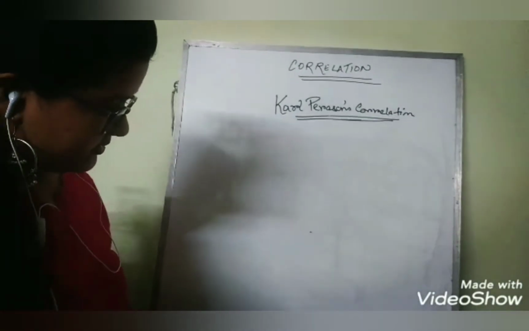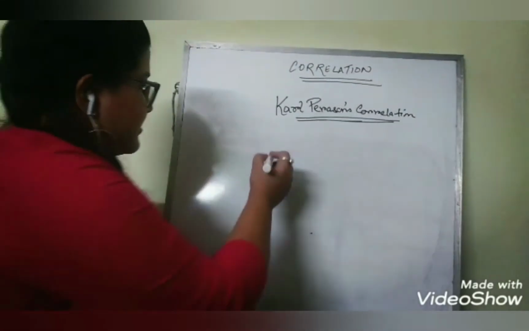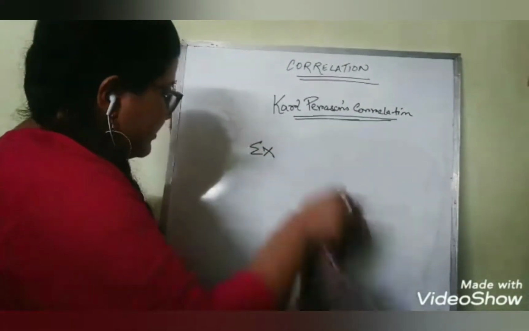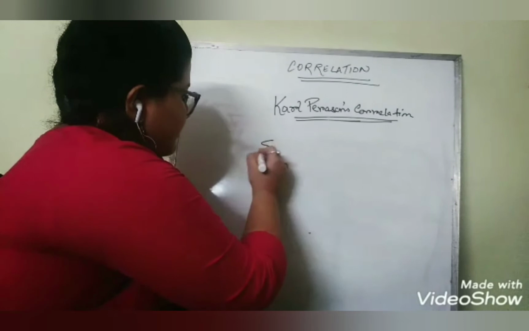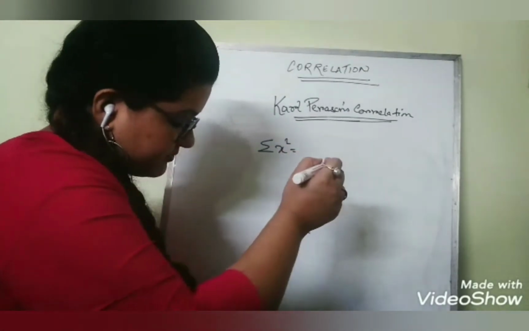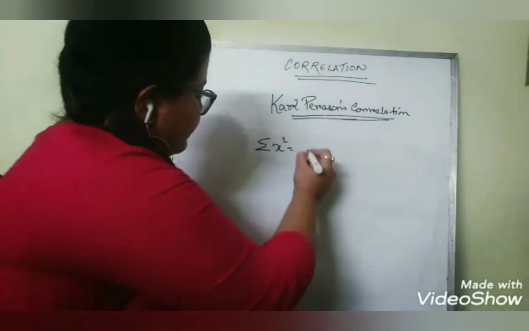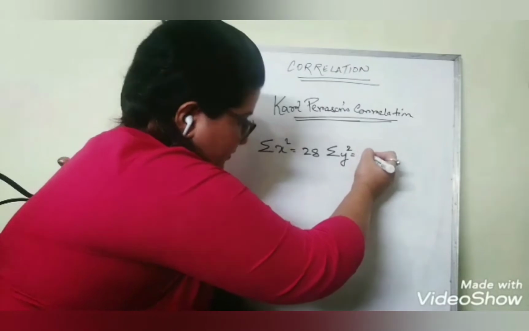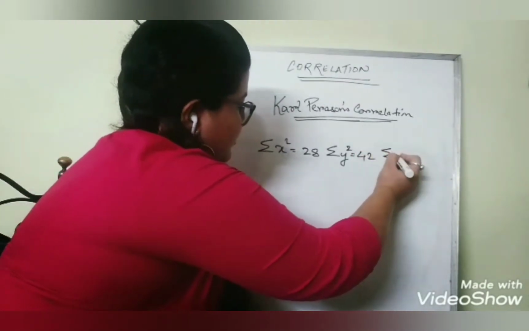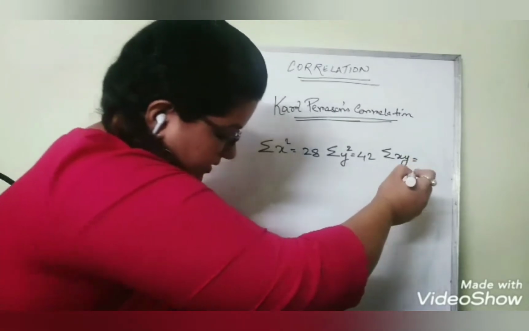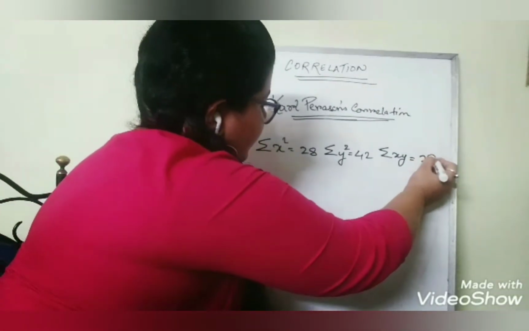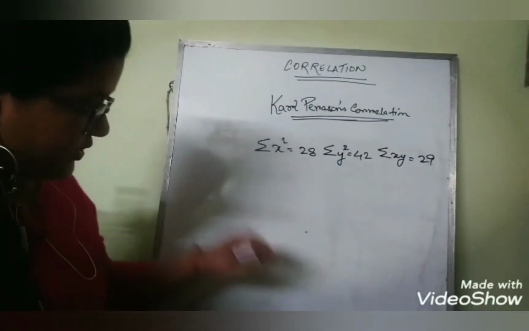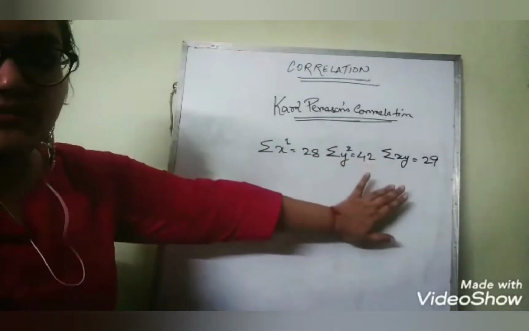So your summation small x square was 28, summation small y square was 42, and your summation small xy was 29. It came to be 29. You can just total it and check it for yourself. So now we have to find r. We have got everything we required to find r.